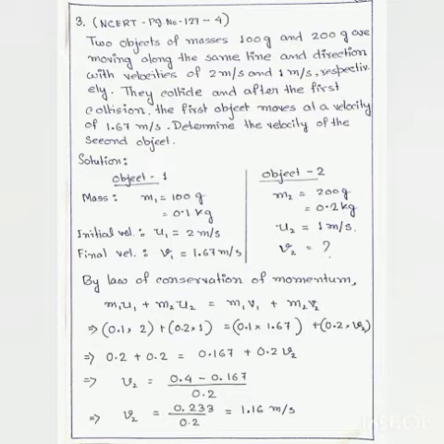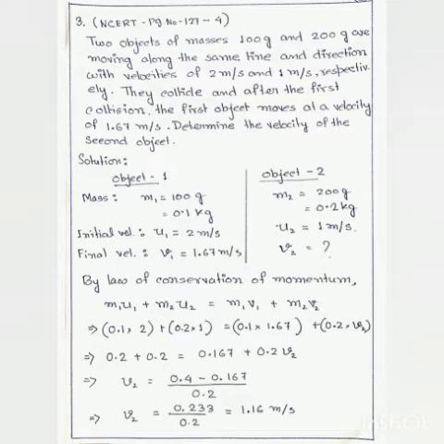Initial velocity for the first object u1 is 2 meter per second, and final velocity v1 is 1.67 meter per second. And for object 2, mass m2 is equal to 200 gram or 0.2 kg. Initial velocity of the second object u2 is equal to 1 meter per second, and we have to derive the final velocity of the second object, that is v2.